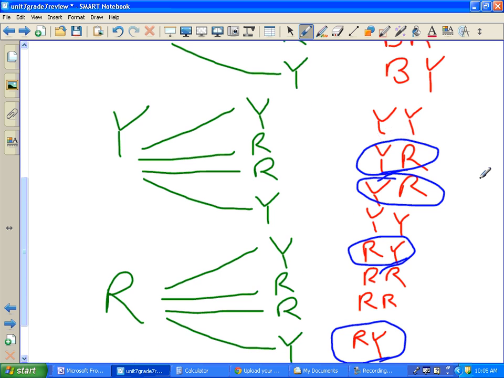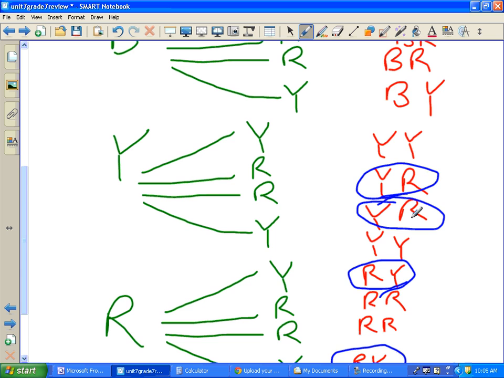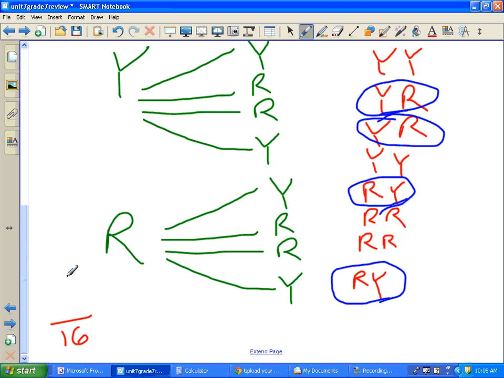So how many? We've got 1, 2, 3, 4. 4 chances out of 16 that it'll be red plus yellow, which is orange, of course.